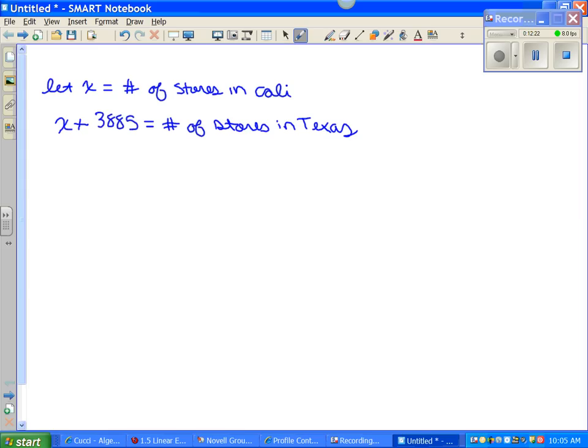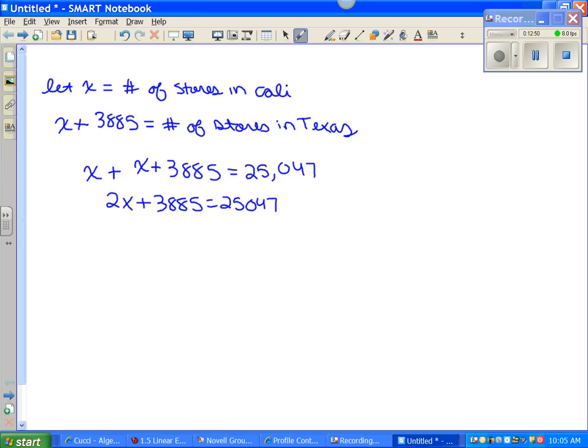So when we translate this into words, we're going to say that the number of convenience stores in California, or X, plus the number of convenience stores in Texas, X plus 3,885, equals 25,047. Okay, so now we can go through and solve this out. 2x when we combine like terms, and then subtract. And then divide.